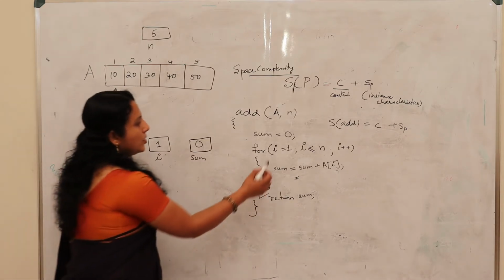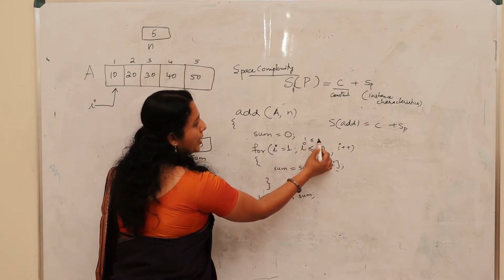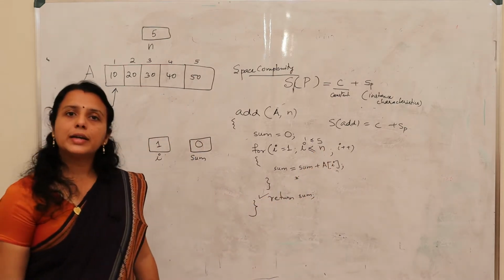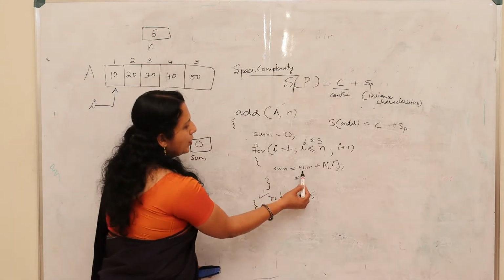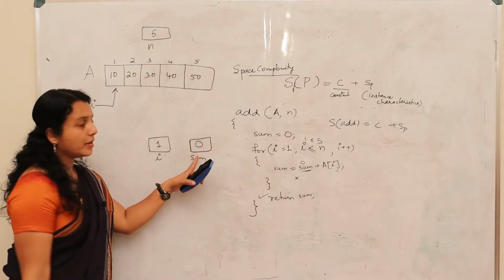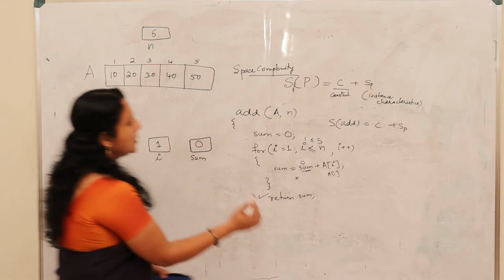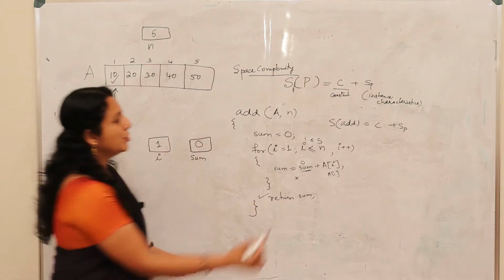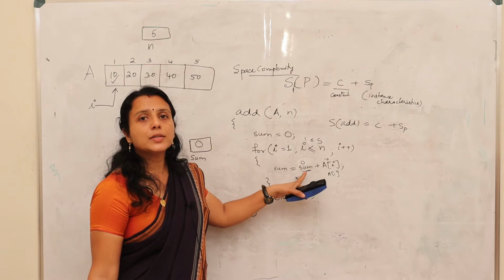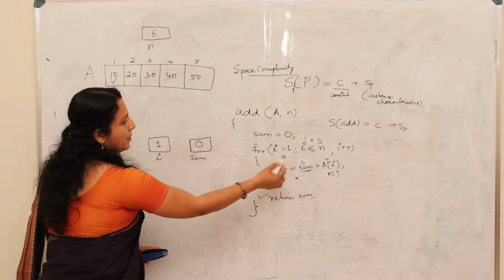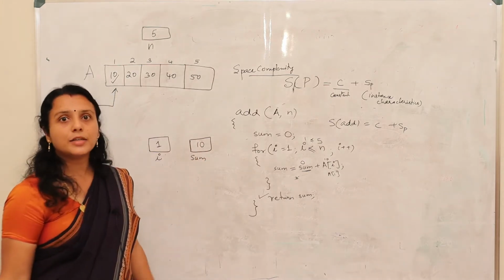So let us see. Here the value of I is 1, so 1 is checked with n. What is the value of n? It is 5. So 1 is less than or equal to 5. The condition is true, so it is entering into the for loop. What is the initial value in sum? It is 0. You can see here. And what is the I value? 1. So what is that? A of 1. That means it is pointing to this value, 10. So it will retrieve that value 10, add it with 0, and what is the sum? 0 plus 10 is 10. So that will come into sum. This 0 is overwritten with the new, updated value 10.